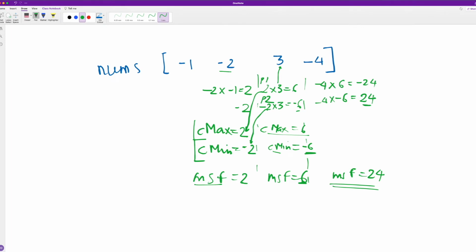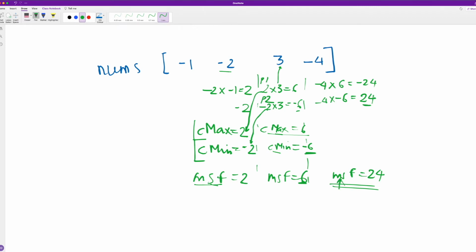And finally, what I'm doing is I'm saying set max so far equal to the larger of the two between max so far and C max. I do the same again here as well, and I continue doing it till my loop is finished, and I've iterated through the array, and I will return max so far at the end of it.